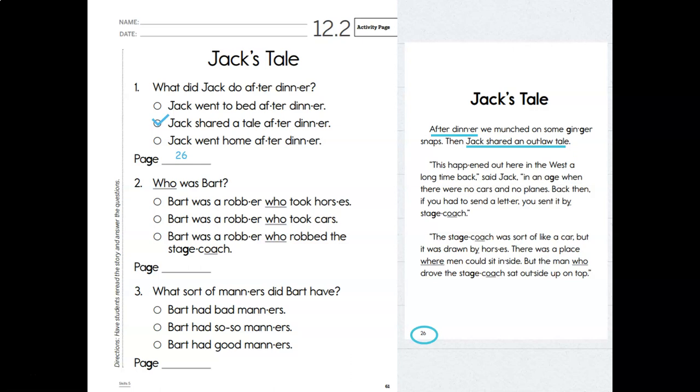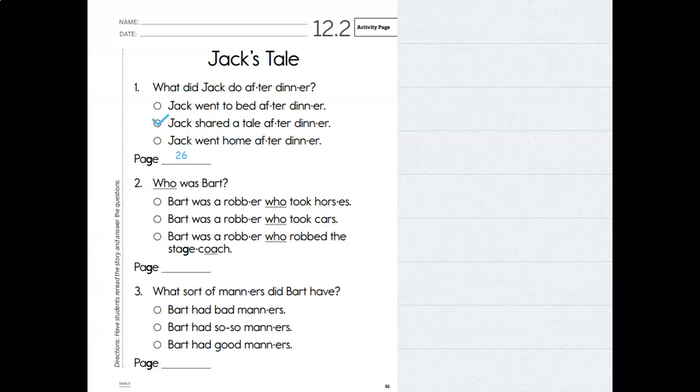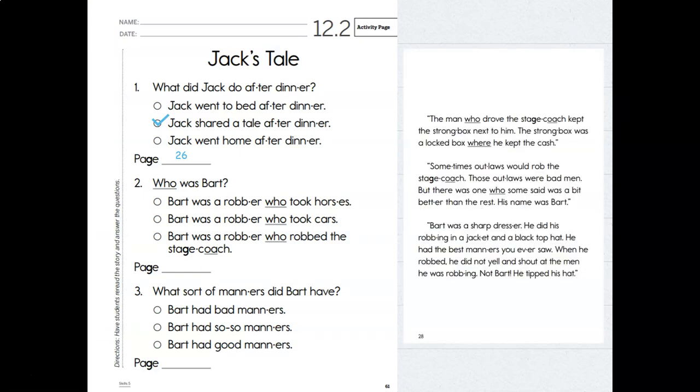Number 2, who was Bart? In our story, it says, sometimes outlaws would rob the stagecoach. Those outlaws were bad men, but there was one who some said was a bit better than the rest. His name was Bart. So, Bart was a robber who robbed the stagecoach. And we found that on page 28.